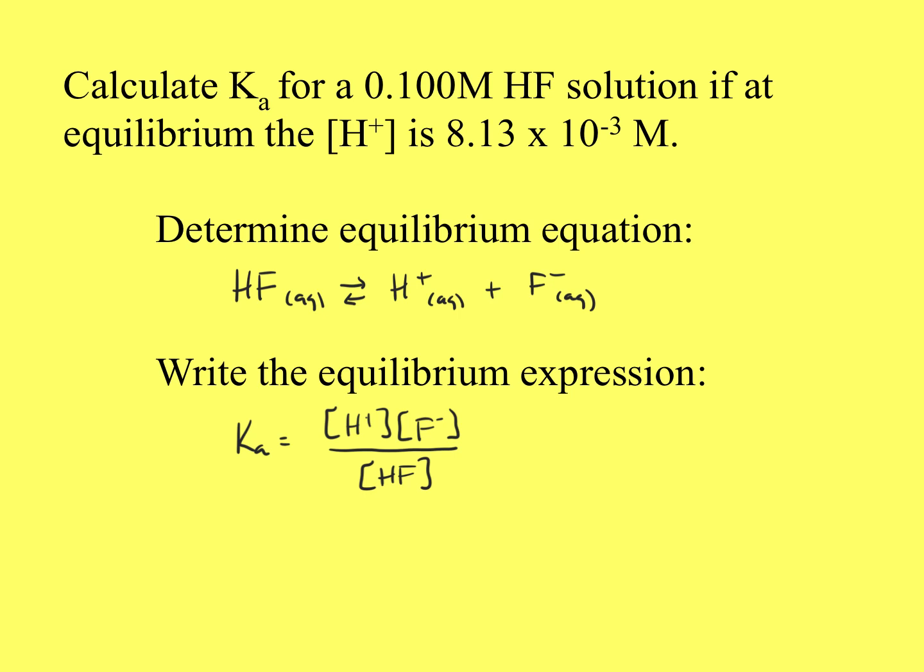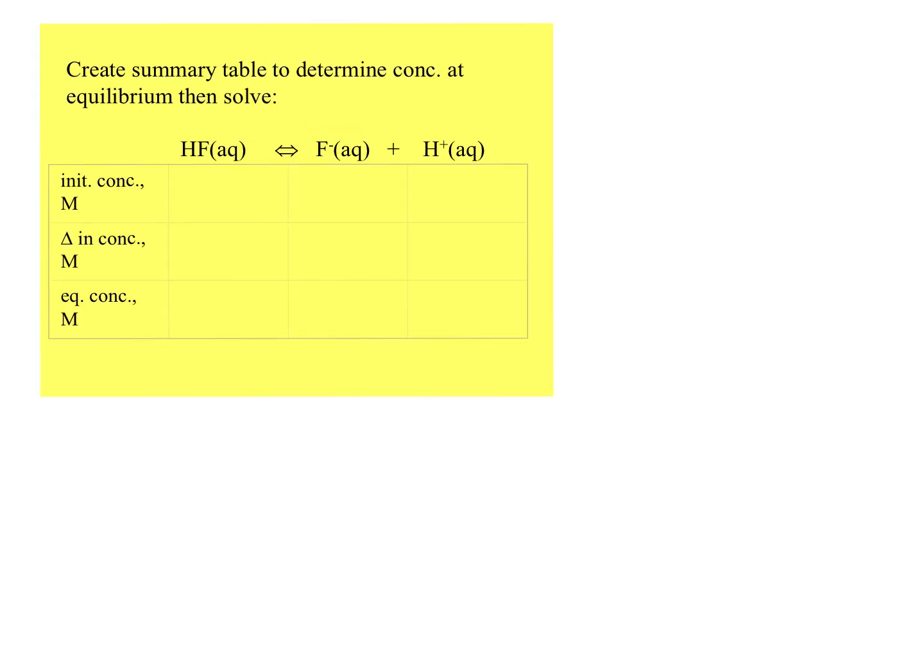The question tells you that the value at equilibrium of H plus is 8.13 times 10 to the negative 3. The problem asks you to calculate what the value of Ka is. So we create a summary table to determine the concentrations at equilibrium and then solve it. Once again, I'm going to rewrite that equilibrium expression right here and figure out what exactly we are trying to solve.